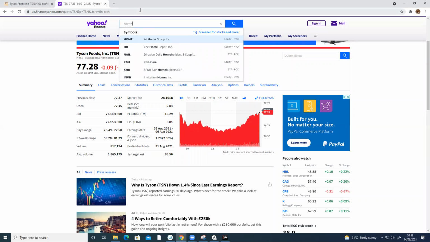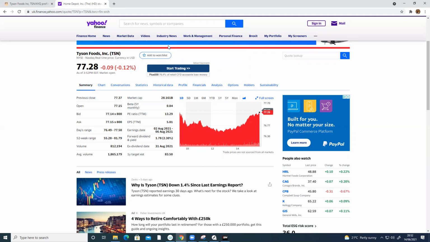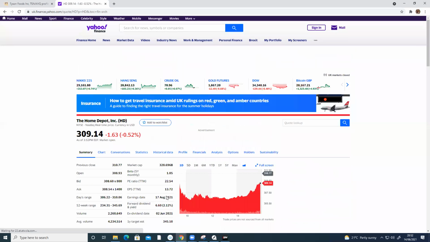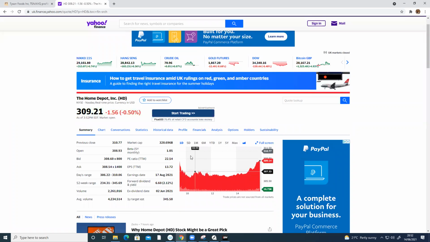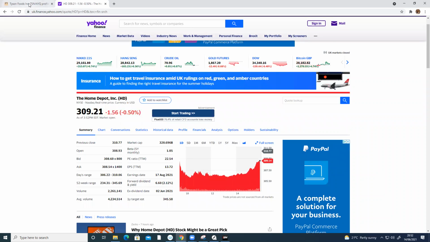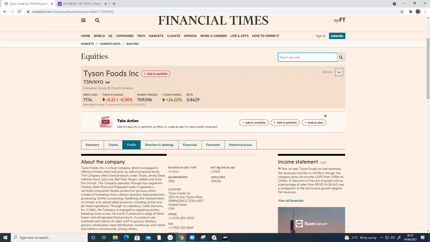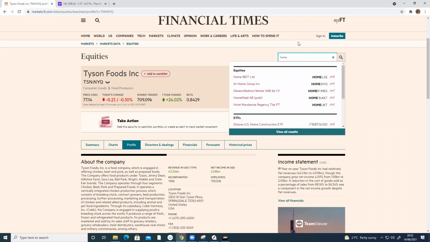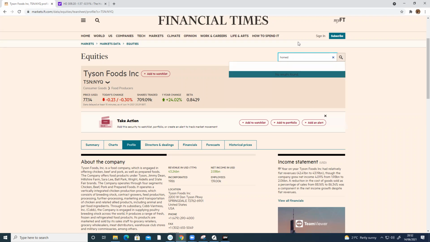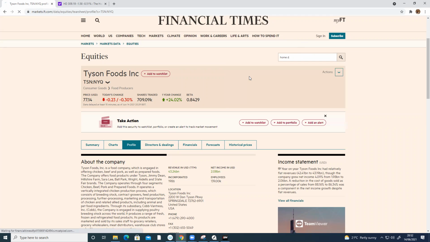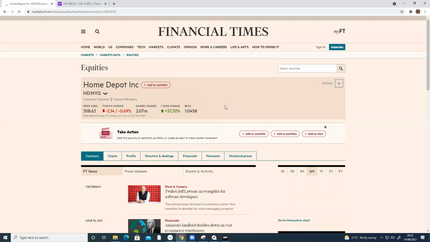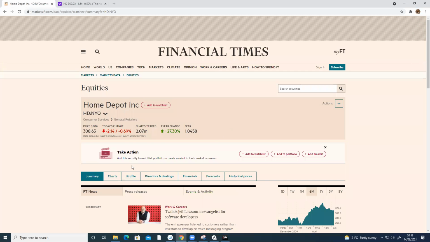So Home Depot on the New York Stock Exchange here. It's actually 309 now. The 1 year target average is above. All of these are positive. So now we're going to look and see if they've got positive income. Home Depot. Okay, here we go. Let's see what Home Depot is doing there.